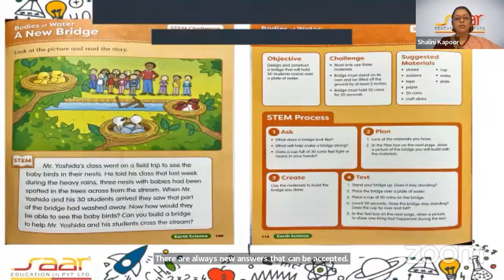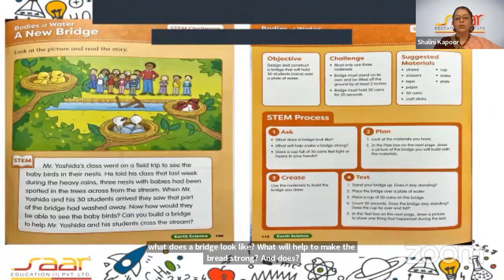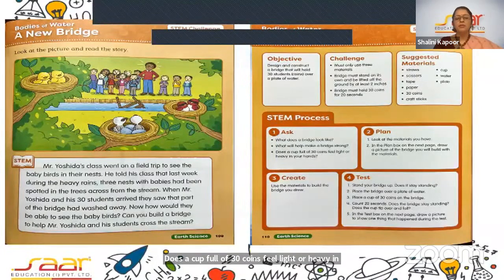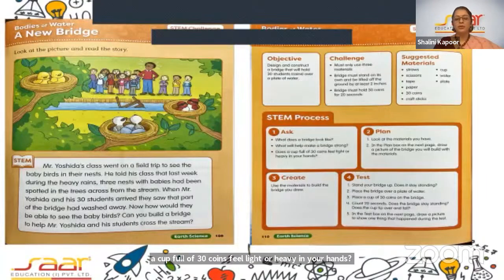So what does a bridge look like? What will help to make the bridge strong? And does a cup full of 30 coins feel light or heavy in your hands? Take it from the perspective of the little ones who are in your class. Will the 30 coins in a cup feel light or heavy?